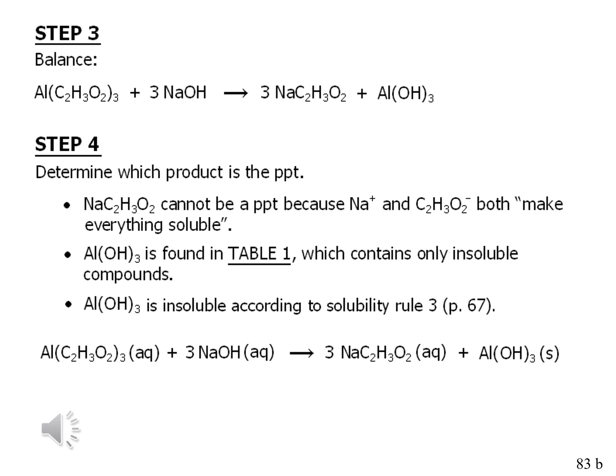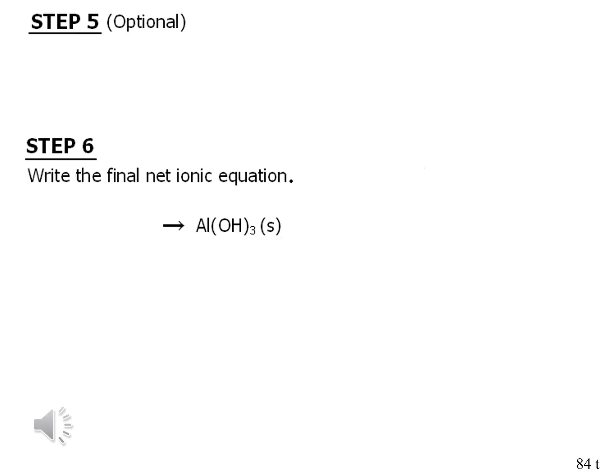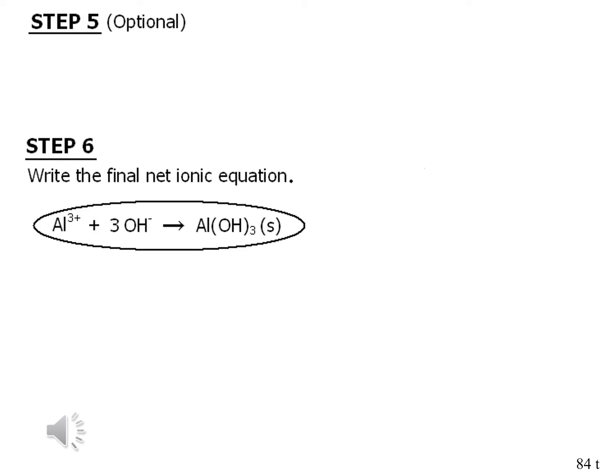And the next step is you want to write the net ionic equation. Since you know what the solid is, all you have to do to get the net ionic is to put the solid on the right of the arrows, and you put the ions that make it up on the left, and there has to be a 3 in front of the OH in order to balance.